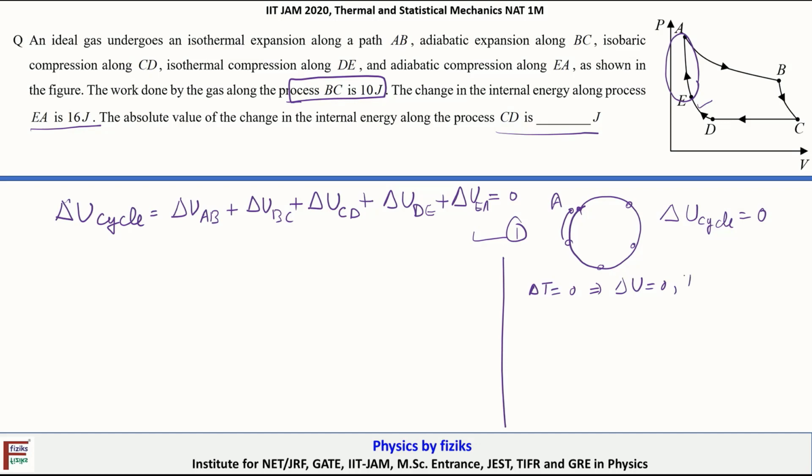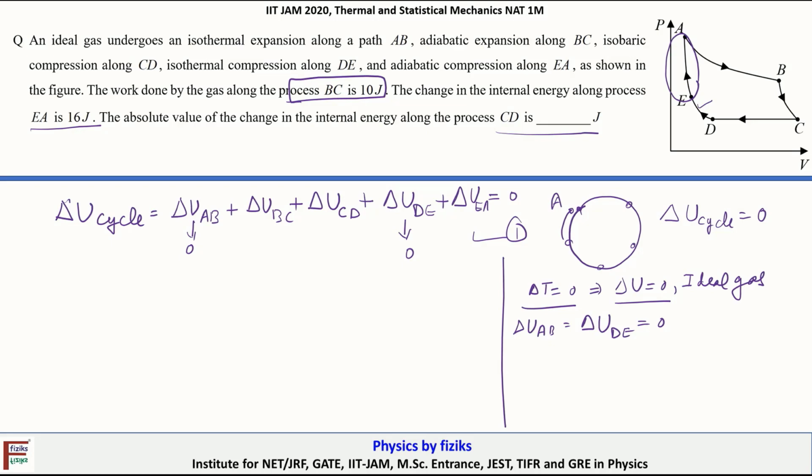Why? Because we are given that it's an ideal gas, and for an ideal gas, the total energy is purely kinetic in nature. If temperature is not changing, then its internal energy will not change. So because AB and DE are isothermal processes, delta U AB is equal to delta U DE, and this is equal to 0. So here this is 0, and DE is also 0.